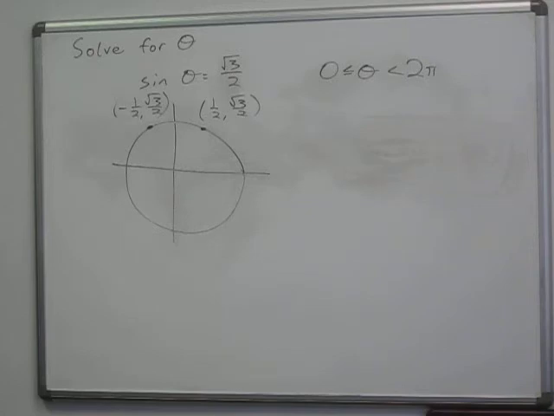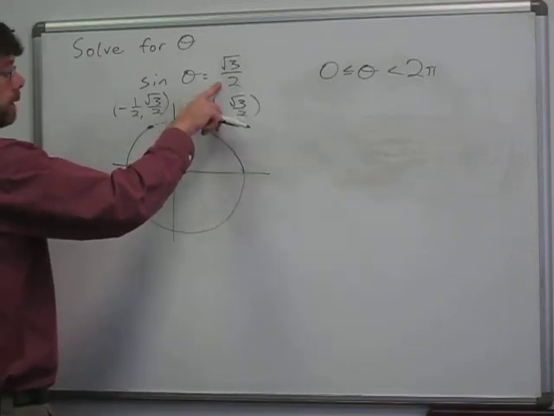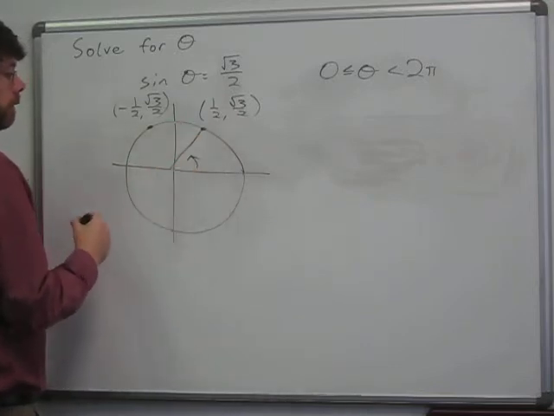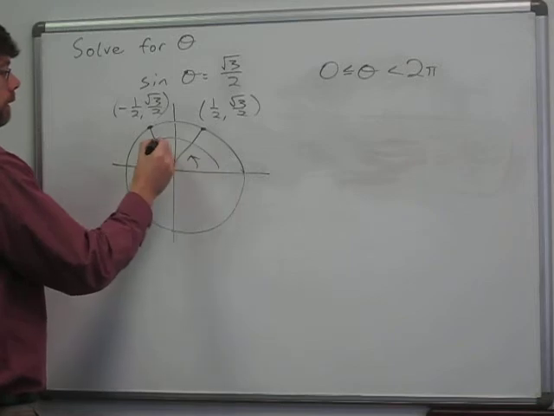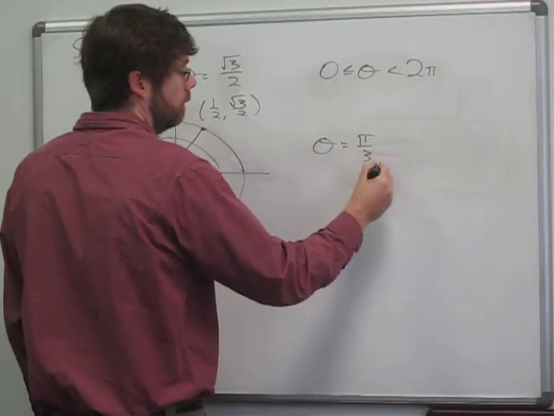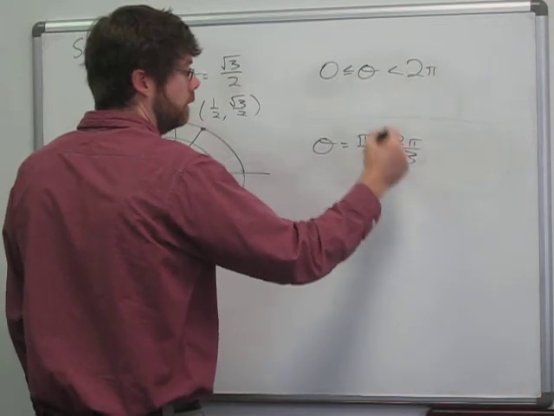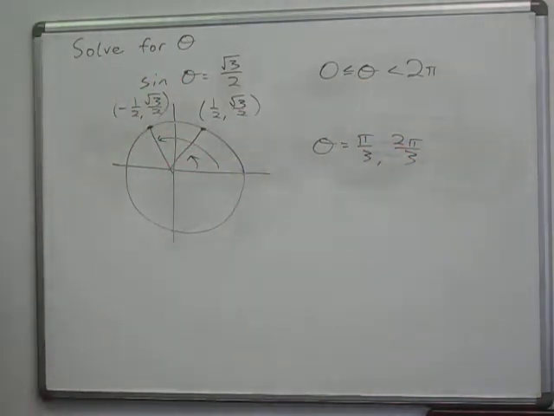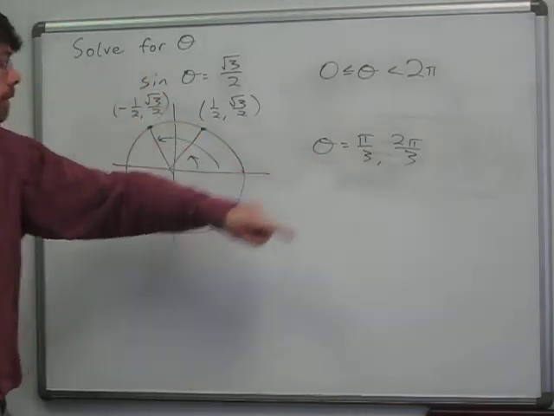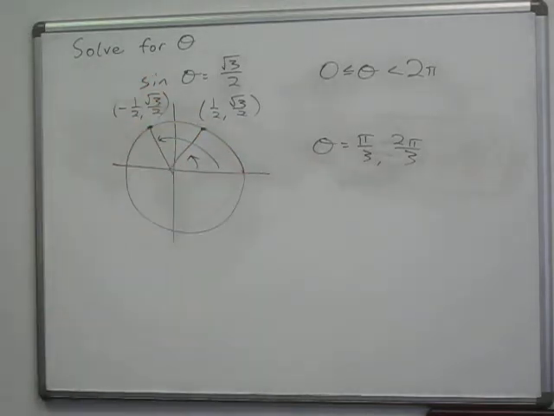So the angles between 0 and 2 pi that get me a sine value of radical 3 over 2 are going to be pi over 3 and 2 pi over 3. So with this restriction, this trigonometric equation has two solutions. Theta equal to pi over 3 and theta equal to 2 pi over 3.